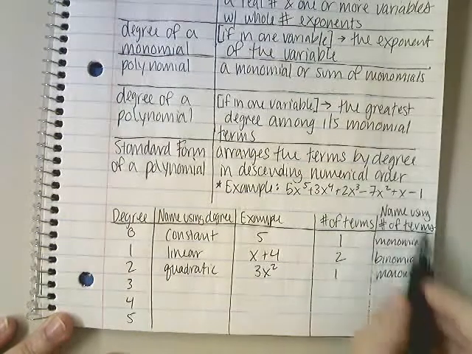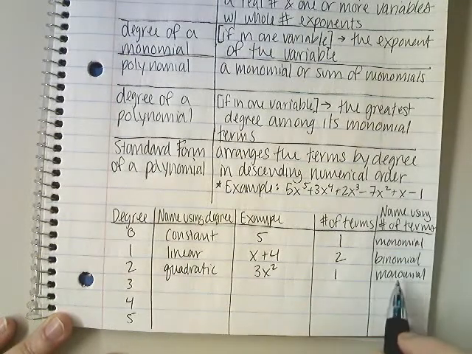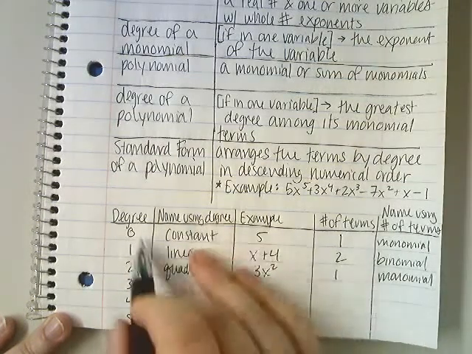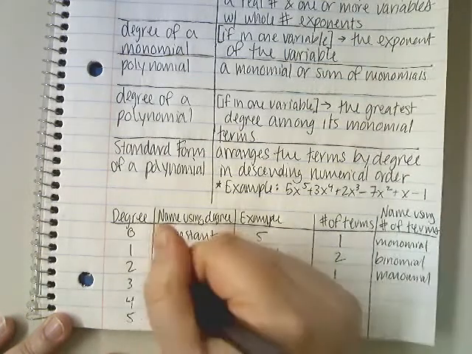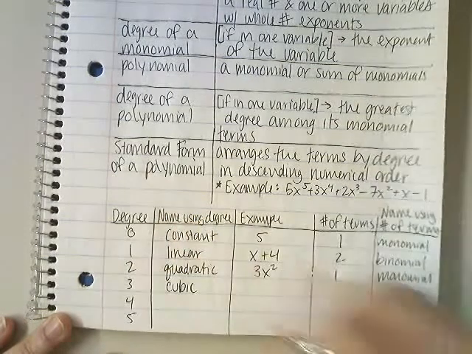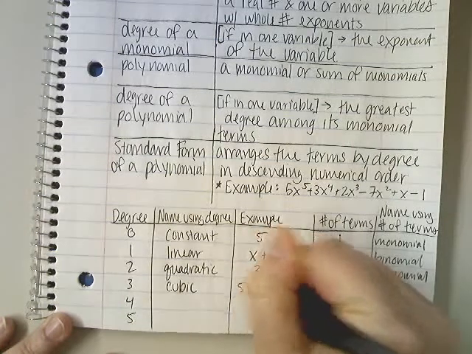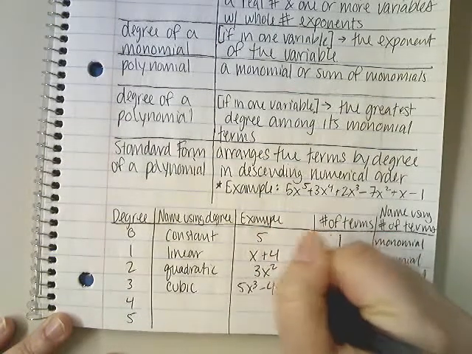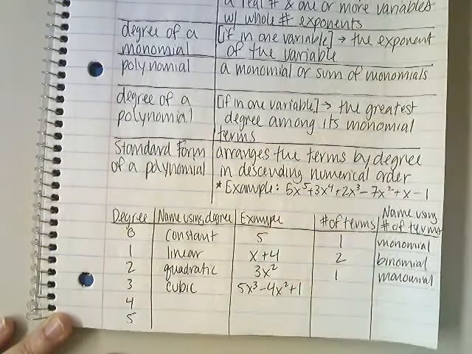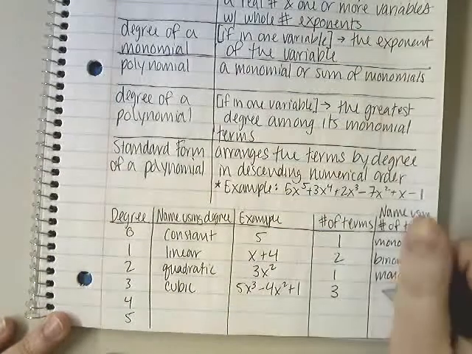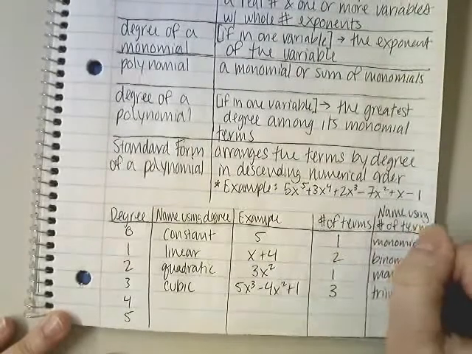So again, the name using the number of terms is monomial, binomial, trinomial, polynomial with 4 terms, whereas the name using the degree is constant, linear, quadratic, and then we have cubic. And we'll say in this case it's 5x cubed minus 4x squared plus 1. The number of terms here, 1, 2, 3 monomials make up that polynomial. So this is a trinomial.